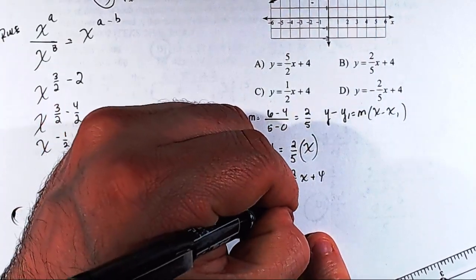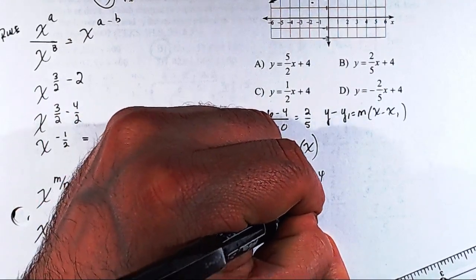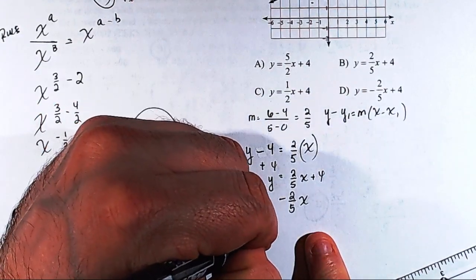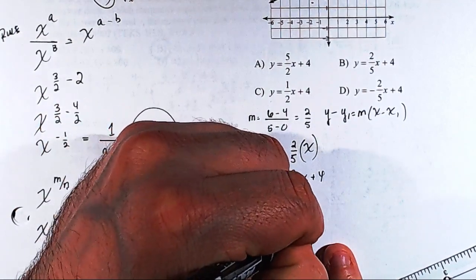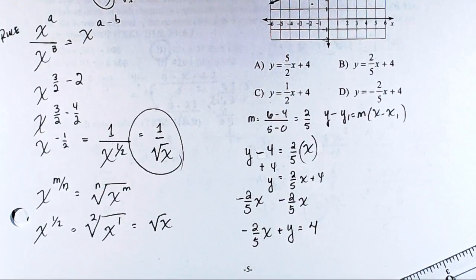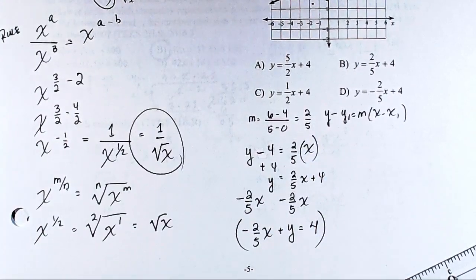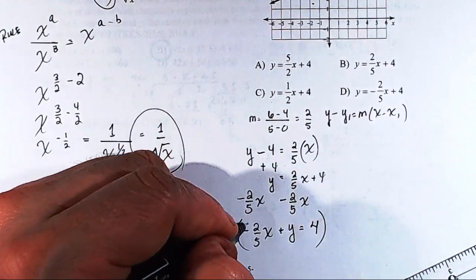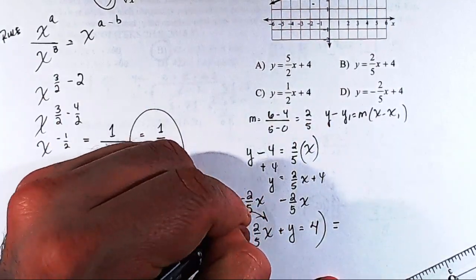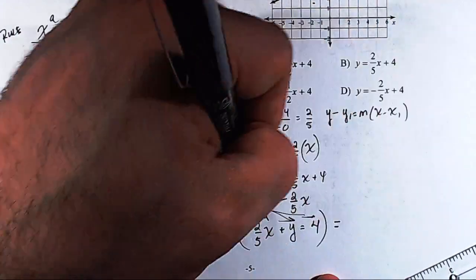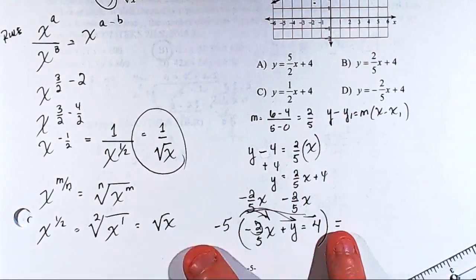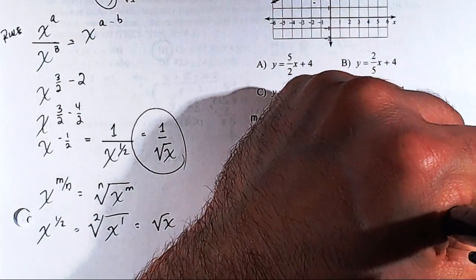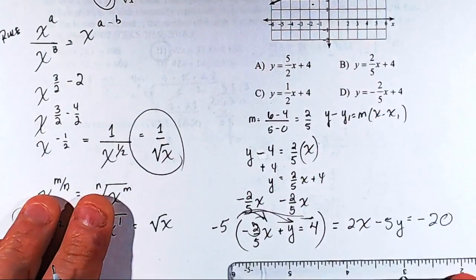Now let's start from here. You'd have to subtract 2/5 x from both sides. Okay, and you'd have negative 2/5 x plus y equals 4. We've got to think, what can I multiply this whole thing by to get rid of the negative and the denominator? Well, negative 5. Now that gives me, because I'm going to distribute this to every term, only thing left is the 2, 2x minus 5y equals negative 20. There's your answer.